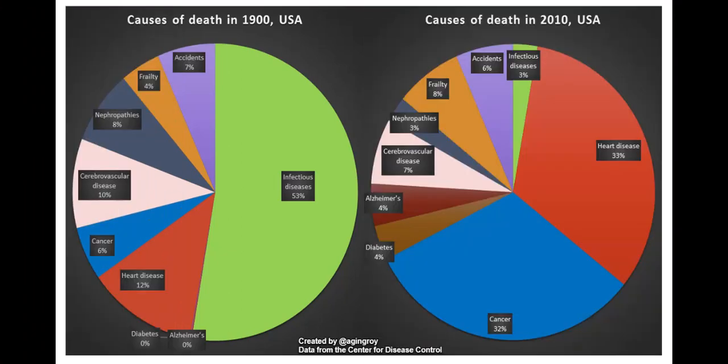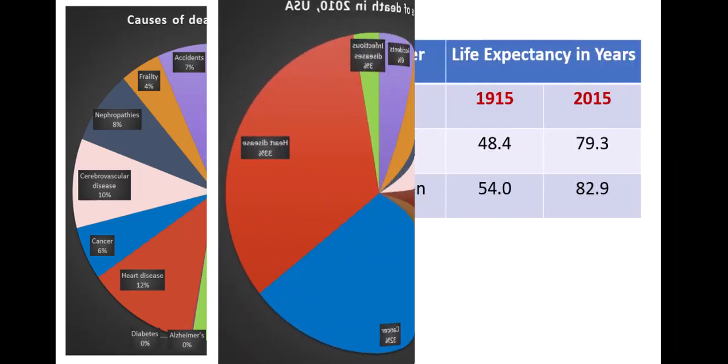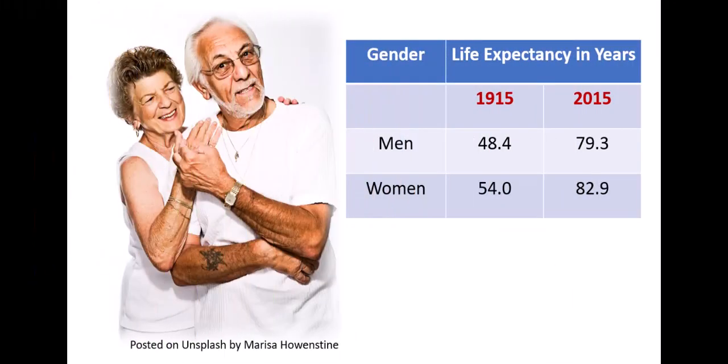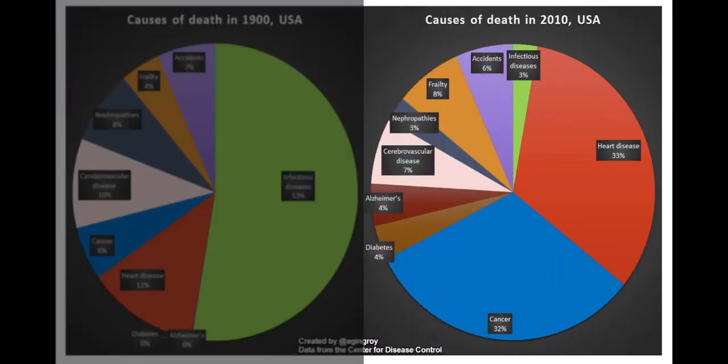Three huge advances, namely sanitation practices, including safe drinking water supplies and sewer systems, vaccination programs, and antibiotics, have changed all that. Thanks to these and some other changes, we are now expected to live 30 years longer than if we were born 100 years ago. Today, we are much more likely to die of cardiovascular disease or cancer than some little old infection.